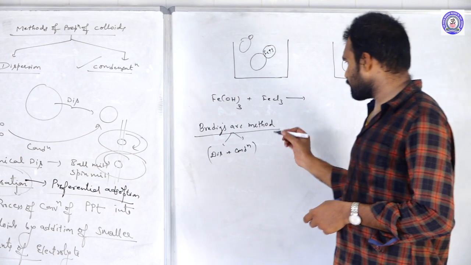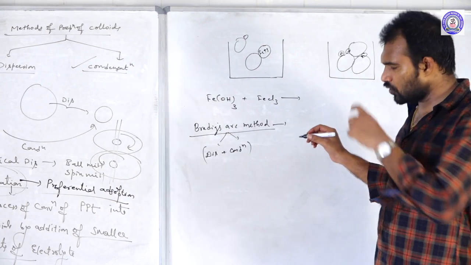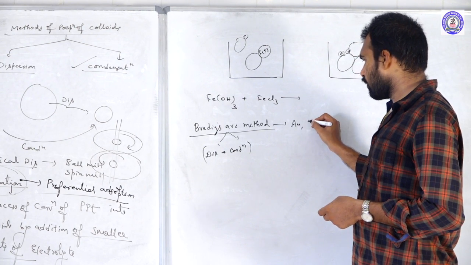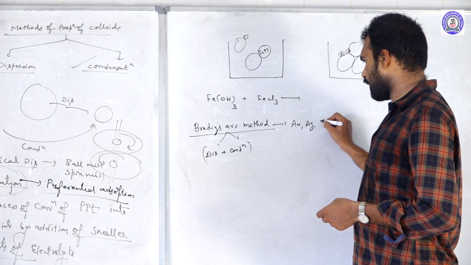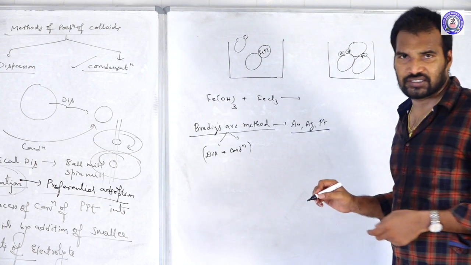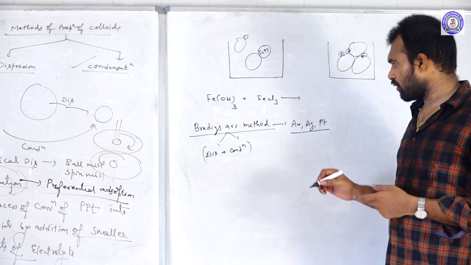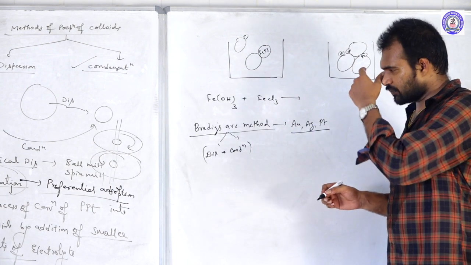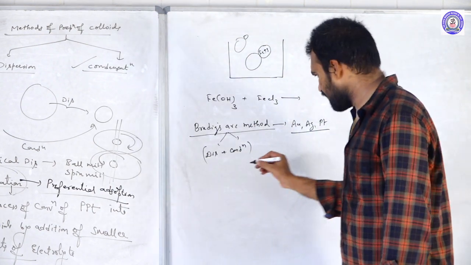And one more thing, this Bredig arc method is specifically used for the preparation of colloidal solutions of gold, silver and platinum. For these three metals, they use this Bredig arc method. Let us see what this Bredig arc method is.